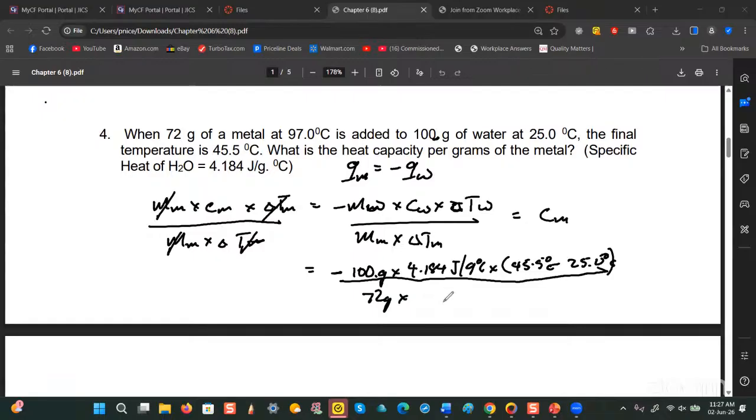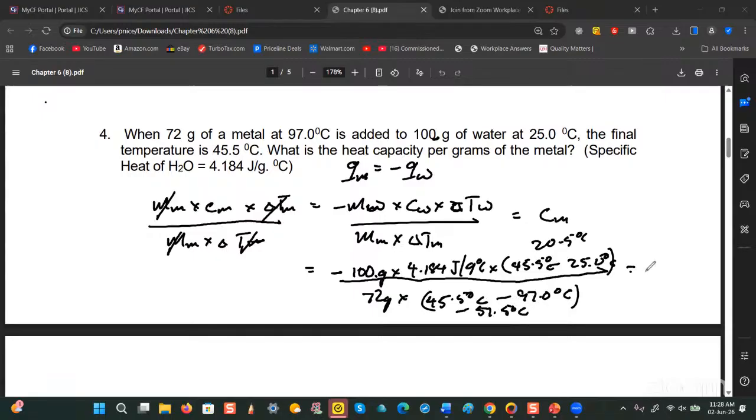Based on the information provided, 45.5 degrees Celsius minus 97.0 degrees Celsius. Okay, very good. So the top part, I'm going to do the 45.5 minus 25, and that gives 20.5 degrees Celsius. And then from down here, it's 45.5 minus 97, and that gives minus 51.5 degrees Celsius.